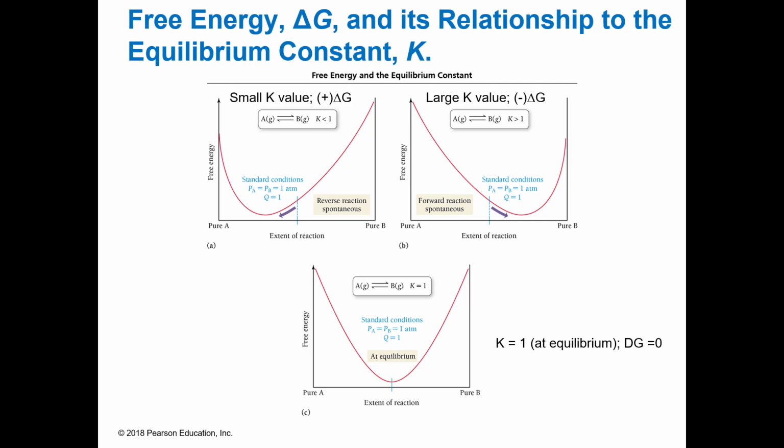When K is greater than 1, that means the products are favored over the reactants. So that's why, in the upper right one, you see that the energy well is closer to pure product than pure reactant. Same thing, K less than 1 means reactants are in greater concentration than the products, and that makes K less than 1.